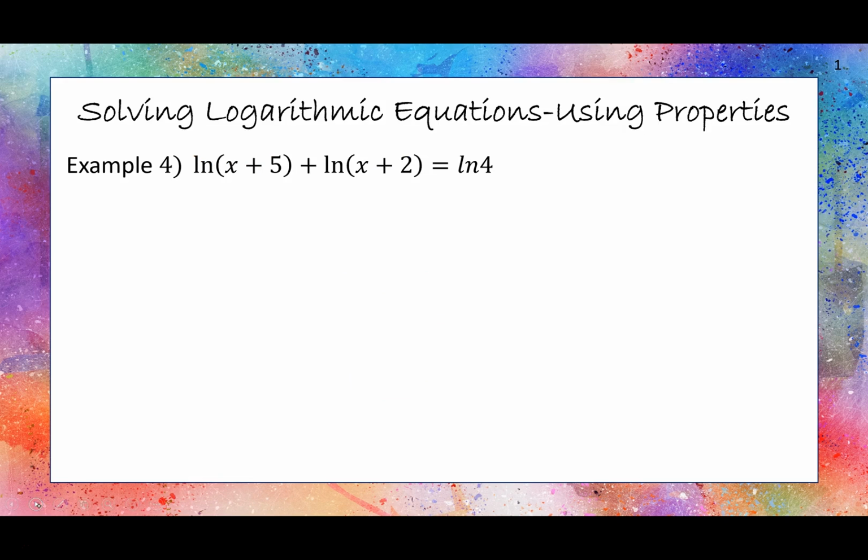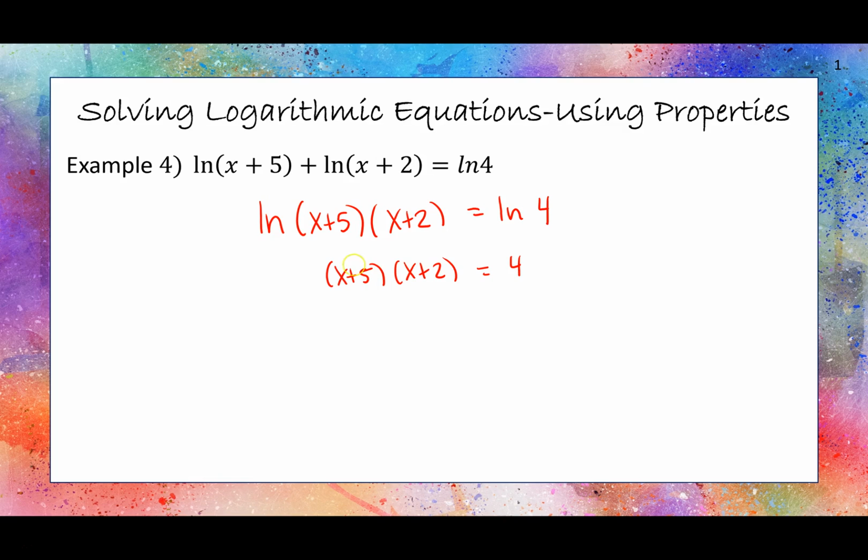All right, this next one here is our last one, and it's our hardest one, and we should recognize that our addition should become multiplication. These are a little confusing, but this is log base e and log base e. So we do have the same exact base. So I can rewrite this as natural log of x plus 5 times x plus 2, because remember, addition becomes multiplication, and that's going to be equal to ln 4. Well, now that they both have ln on both sides, we can drop the natural logs, and this is going to be x plus 5 times x plus 2 is equal to 4.